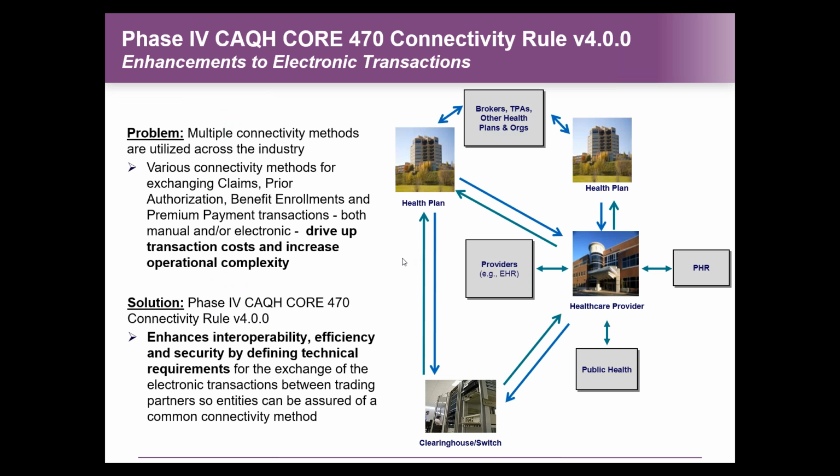So first of all, within this Phase IV rule, the main problem that was addressed was the fact that these 4 transactions that Bob touched upon in the previous section, claims, prior authorization, benefit enrollment, premium payment transactions. The exchange of these transactions, there are a variety of ways being used in the industry, and this variation drives up transaction costs and increases complexity. The industry realized this and got together and came up with a uniform approach of exchanging these transactions, and that's in the form of the Phase IV connectivity operating rule. And this is intended to promote better interoperability, simpler connectivity, better security, and in the end, save time and money for the industry. Next slide, please.